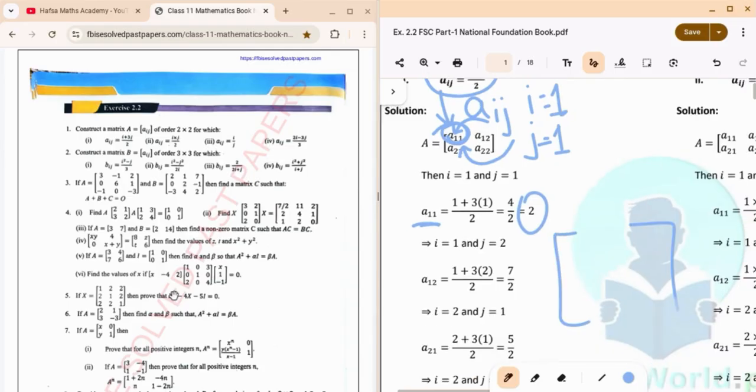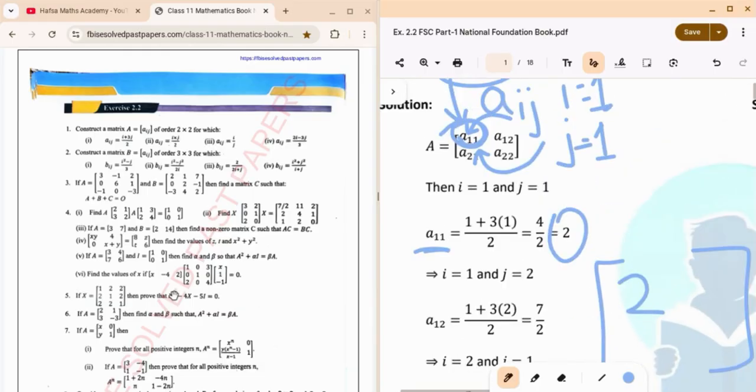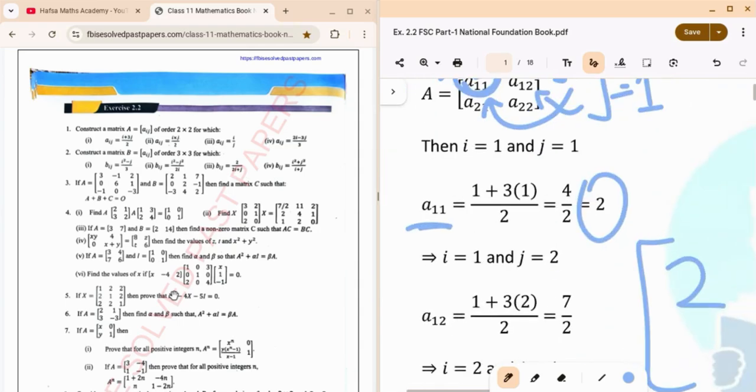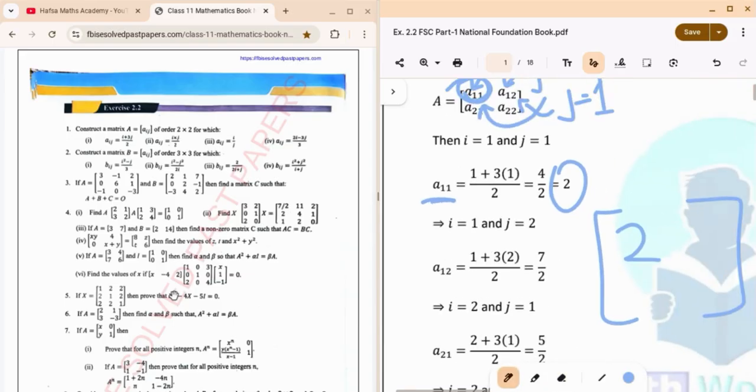So if we make our matrix over here, we can put the first part in as 2. We're going to do the exact same thing for all 3 of the other values. Over here you can see that i is still 1, and j in this case is 2. That's where you take i is 1, j is equal to 2, and solve it. In this case j is 2, as you can see, and the answer is 7 by 2. So you're going to write 7 by 2.